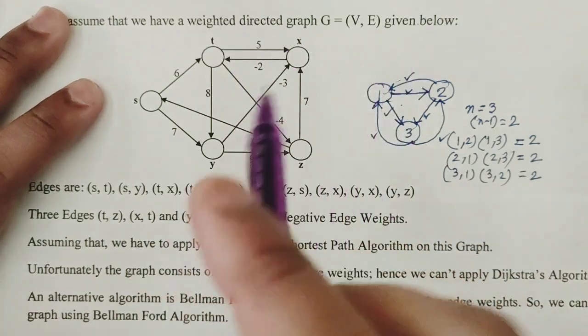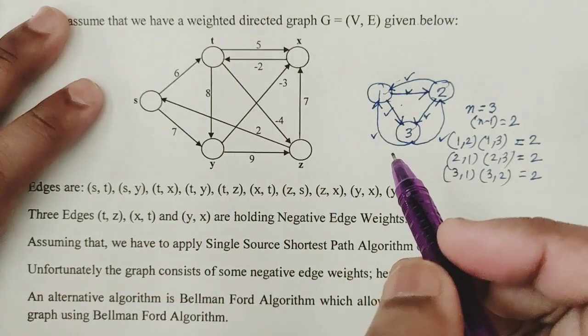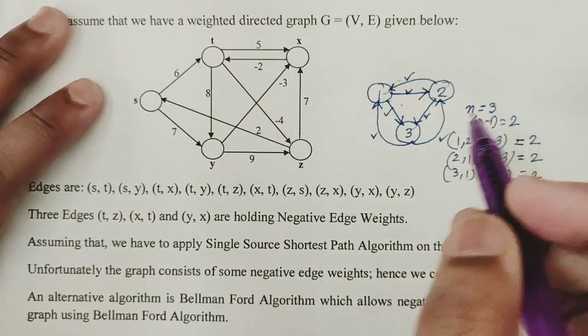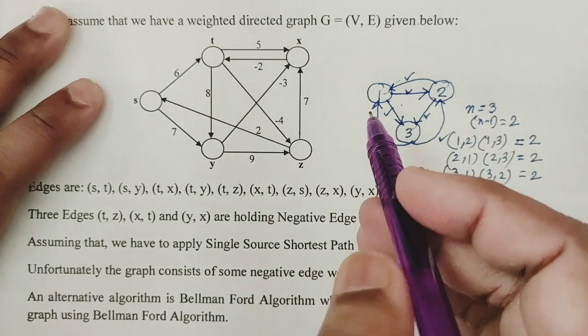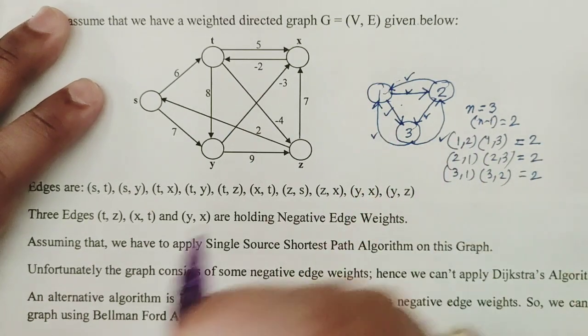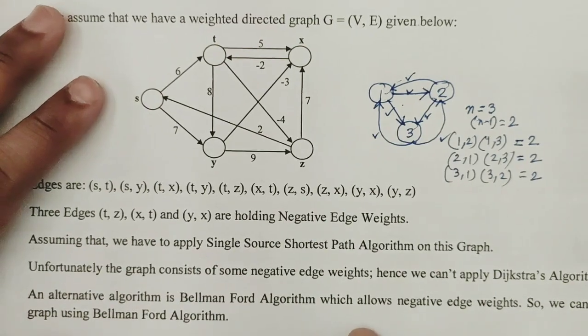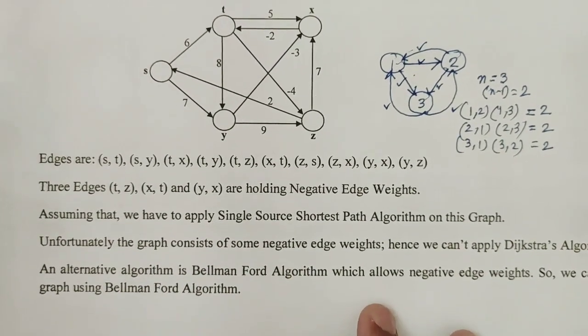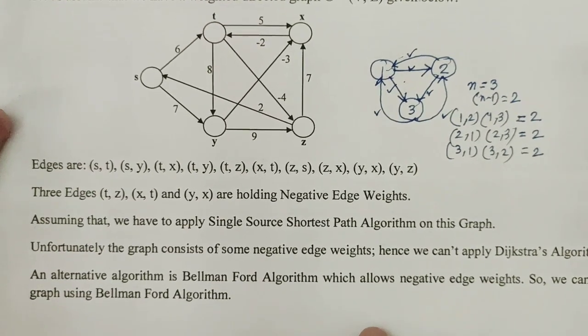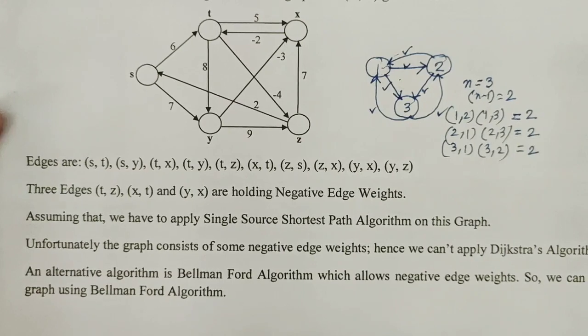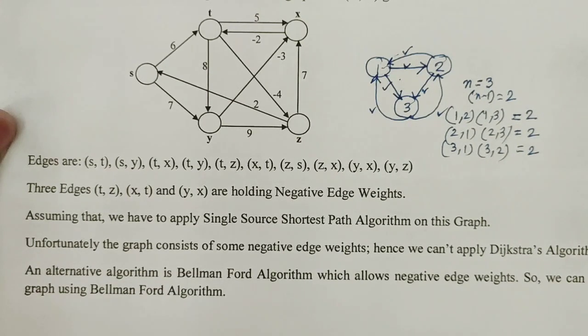So the conclusion is, if there is a directed weighted graph with n vertices, then one vertex can cover at most n minus 1 edges. Now coming to the Bellman Ford algorithm again, though I have not expressed the logic behind it, we have concluded that Bellman Ford is another single source shortest path algorithm where the graph may contain negative edge weights, and the graph is a weighted directed graph.